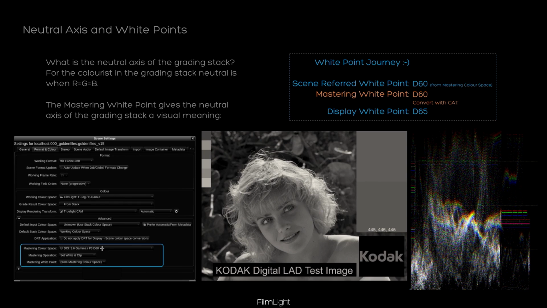In this example, I only changed the mastering color space to DCI 2.6 gamma P3 D60 and therefore define a mastering white point of D60. This change overrides the scene-referred white point and sets it to D60. Baselight now performs a chromatic adaptation transform, short CAT, to make the neutral axis appear D60 on a D65 calibrated display. We can examine this on the RGB parade on the right. Here we now see that the reds are higher than the greens and the greens are higher than the blues. It is the needed white point shift to make the image appear D60 on a D65 monitor.